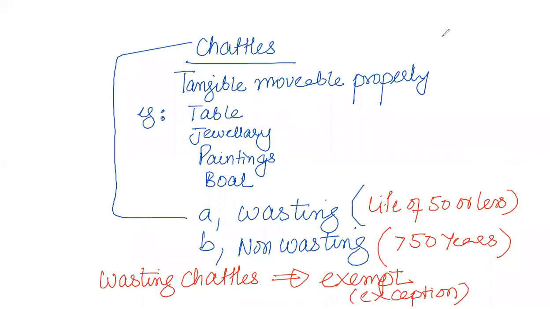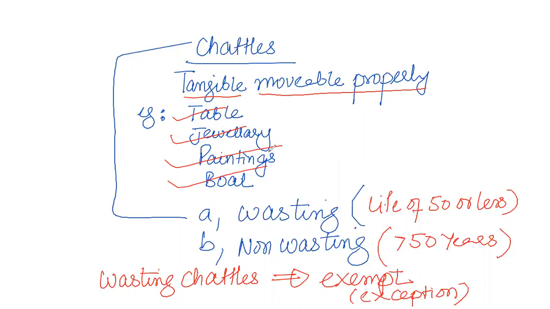Now let's talk about the treatment of chattels, a very important thing for the exam. We can define a chattel as those assets which are tangible in nature and movable property. So those assets which are tangible, having physical substance, and which can be moved are considered chattels. So you can say that a building cannot be classified as a chattel. Plant can sometimes be classified as a chattel. A car can be classified as a chattel, but a car is exempt for CGT purposes. Examples you can use: table, jewelry, paintings, boat, horses, and so on.